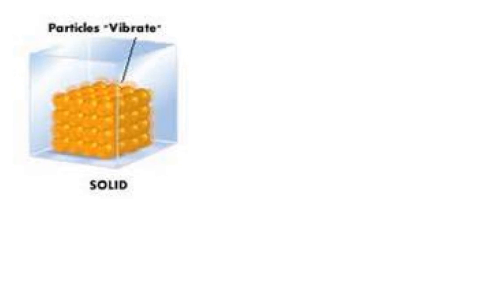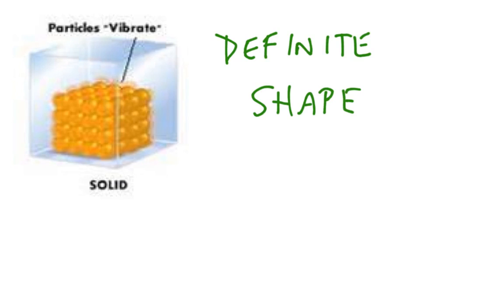Solids are very, very regimented. They have a definite shape and a definite volume. Which means that they will retain their structure no matter which environment you put them into. The particles are very, very tightly bound to one another.